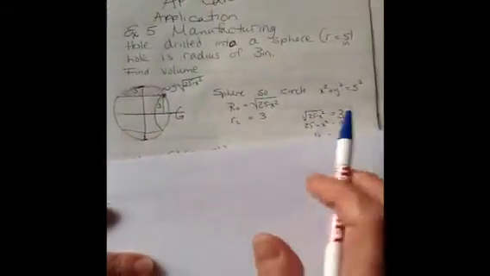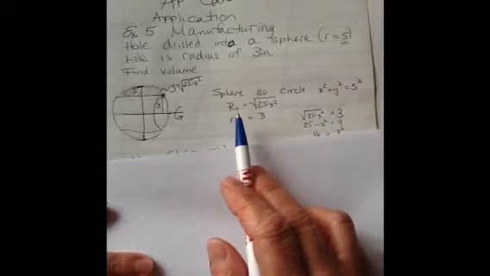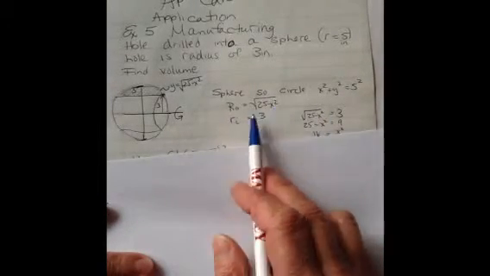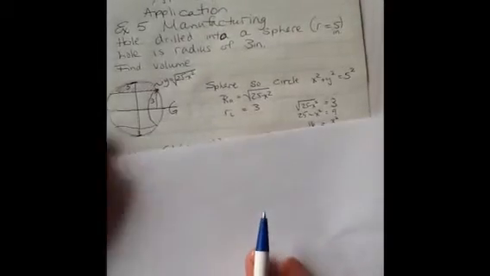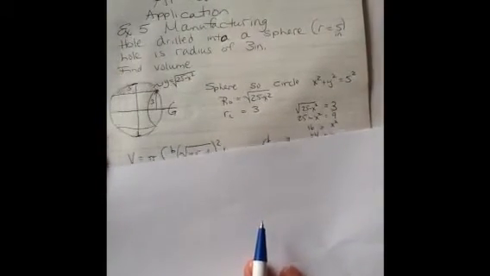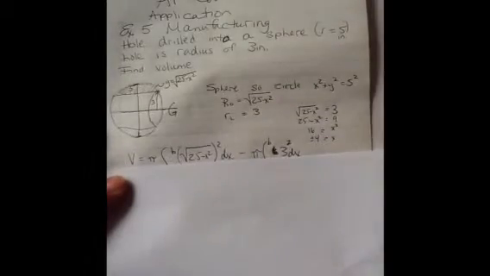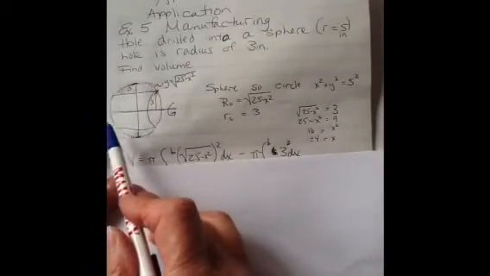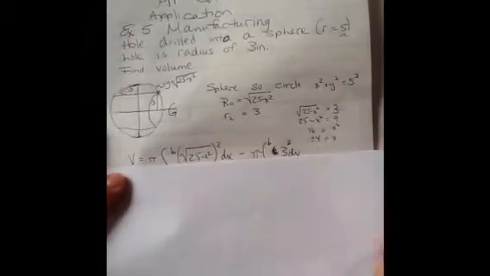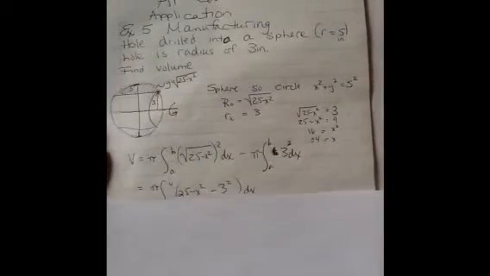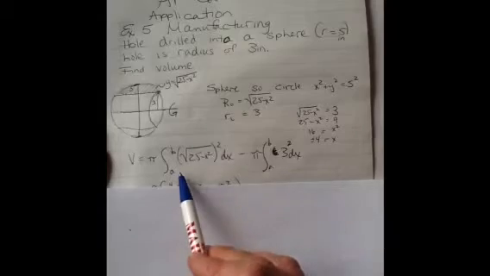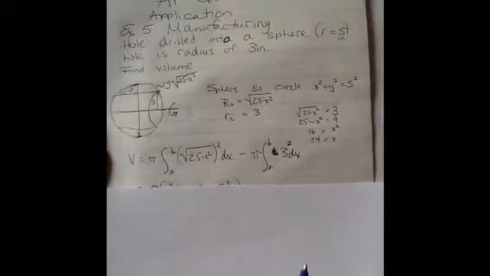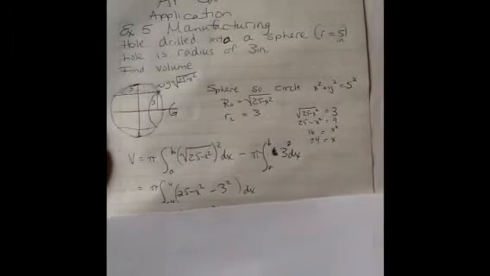Now the sphere, like I said, is a circle. And so I found my R outer is square root of 25 minus x squared. My R inner is 3. To find my limits, I set them equal to each other and solve for x. So it goes from minus 4 over here to plus 4. And now I'm going to find the volume of the outer, pi, a to b, R outer squared minus R inner squared. I plug in my limits.